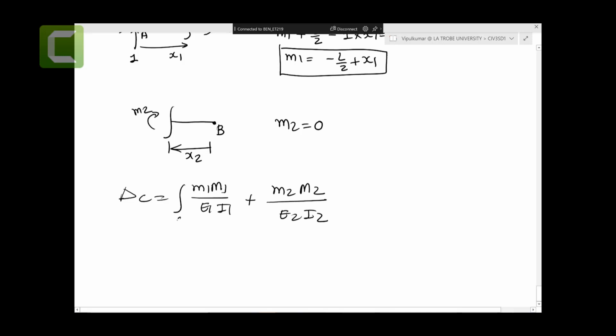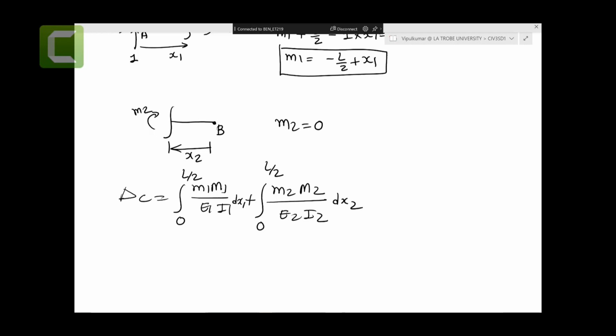0 to L by 2, 0 to L by 2, dx1, dx2. Now I will explain each of those terms one by one. I don't want to skip anything, and where those are coming from.